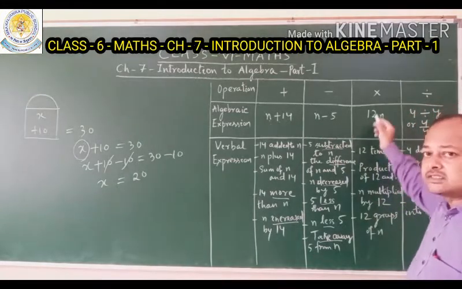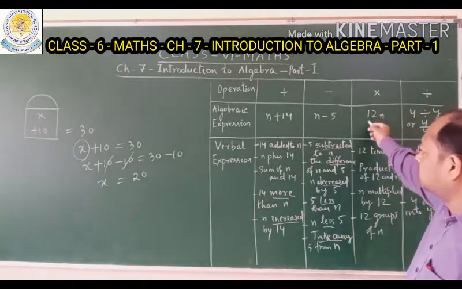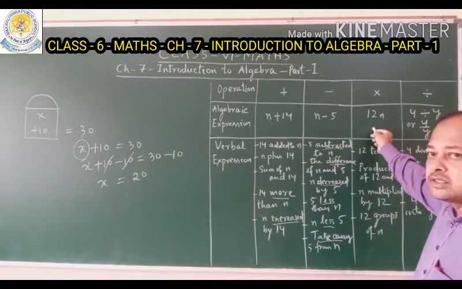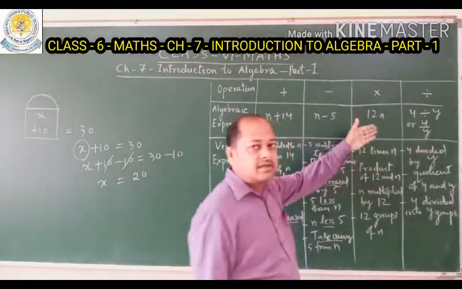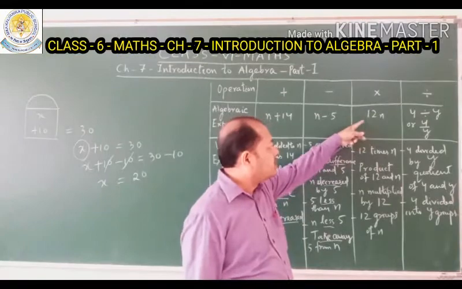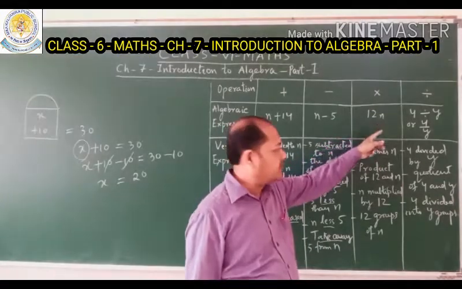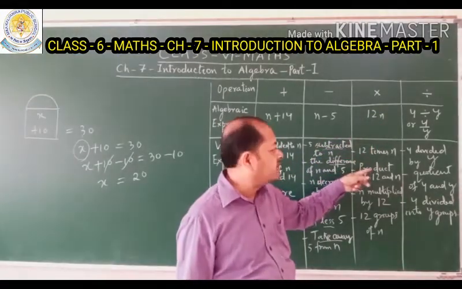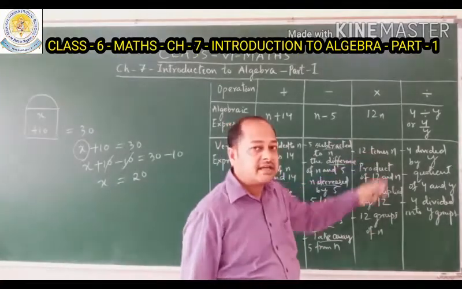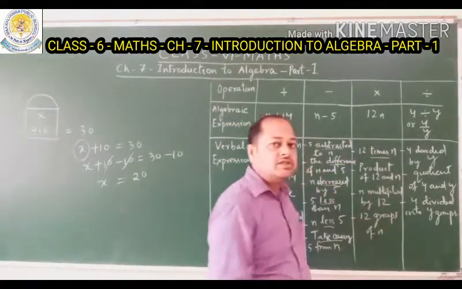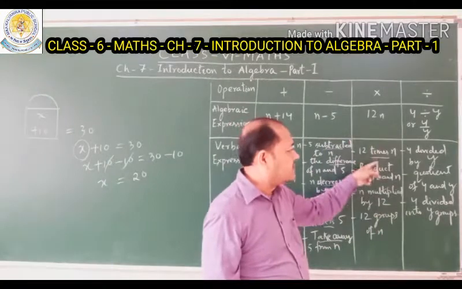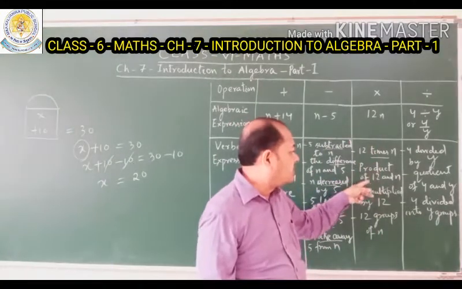Now we are going to discuss the multiplication operation. Look here, multiplication operation 12n. So here 12 is multiplied with n. Which verbal expression is used here? Let's see. 12 times n. The word times is used to describe the multiplication. Next is product of 12 and n.